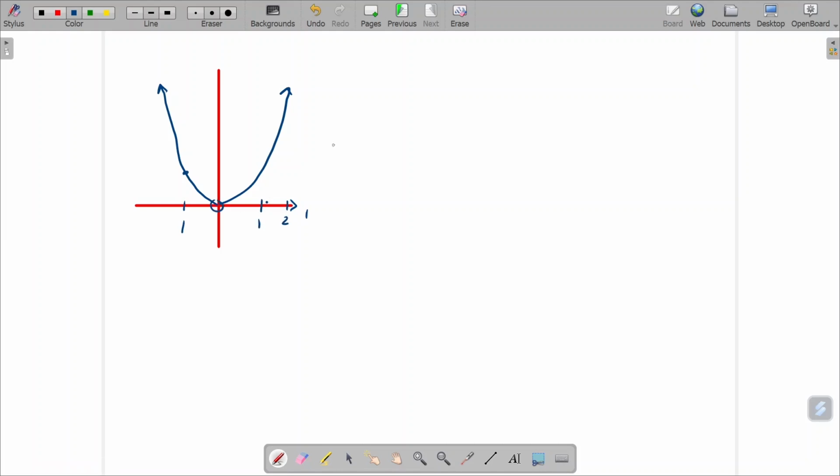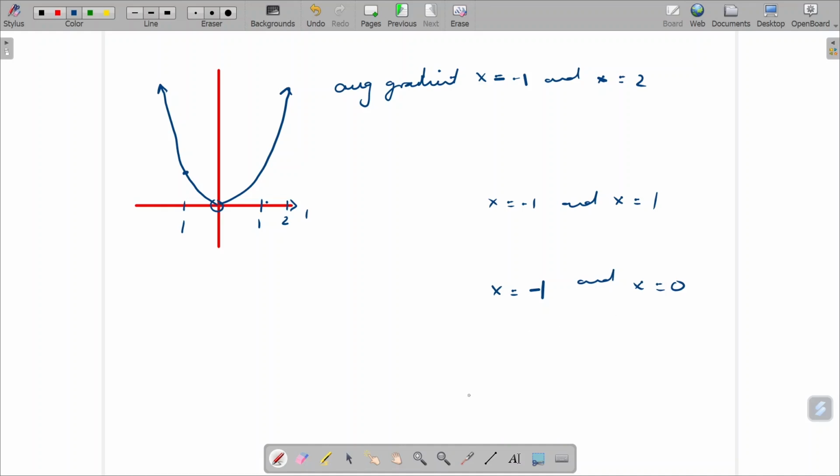1, 0. So let's look at the average gradient. Between x equals -1 and x equals 2, between x equals -1 and x equals 1, between x equals -1 and x equals 0, between x equals -1 and x equals -1. And I hope you are realizing that that last one should pose a problem.